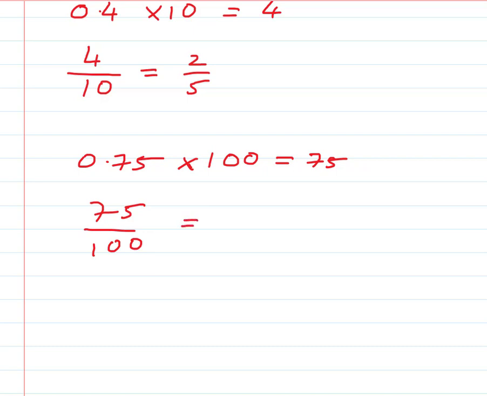And then the next step is just to simplify. So we've got 75 over 100. If we divide both by 5, we end up with 15 over 20. We could divide this by 5 again, top and bottom, and we end up with 3 over 4. So 3/4 and 0.75.